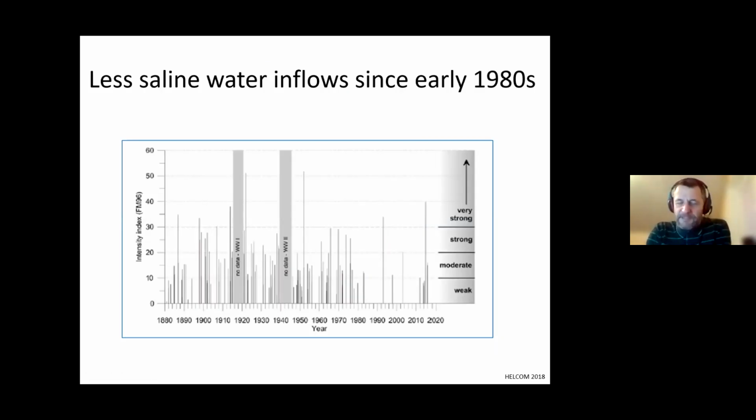Some of the information that Baltic Sea scientists have originates from past centuries, and one of those is an extremely important time series about the saline water inflows to the Baltic Sea.